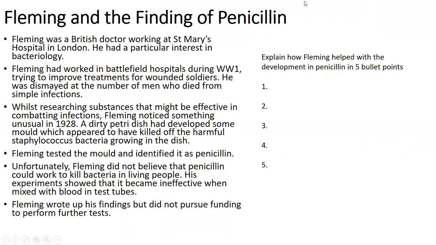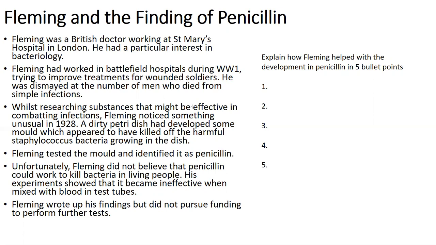Now, Fleming and the finding of penicillin. What we've got to understand is that the finding of penicillin was purely accidental. So who was Fleming? He was a British doctor working at St Mary's Hospital in London, and he had a particular interest in bacteriology. He previously worked in battlefield hospitals during World War I, trying to improve the treatment for wounded soldiers. He was shocked at the number of men who died from simple infections. This encouraged him to go on and do the work that led to him finding penicillin.